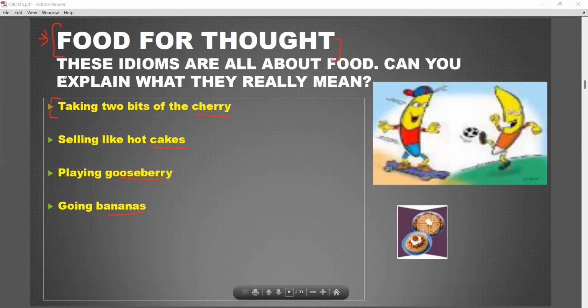Taking two bites of the cherry, or a second bite at the cherry, or another bite at the cherry. They all stand for the same thing. Taking two bites of the cherry: you've already taken one and you are taking the second bite. That means to have another opportunity at something that you want.